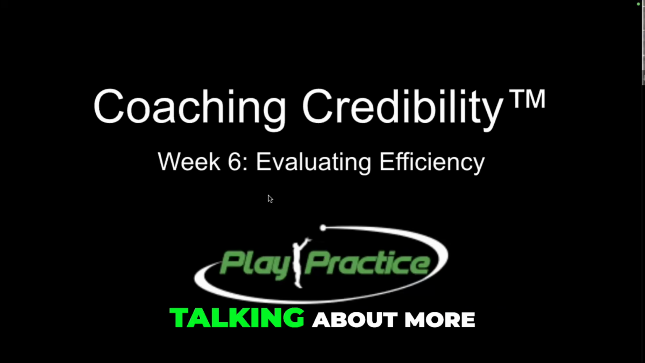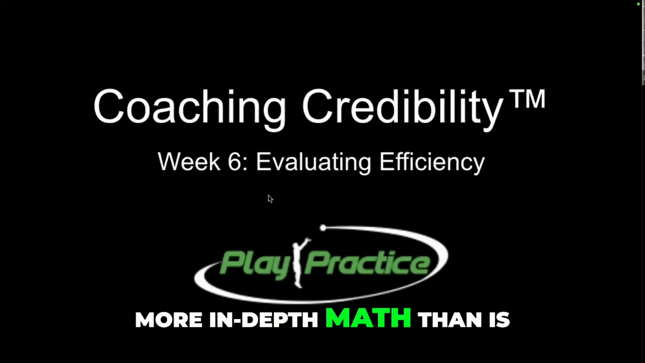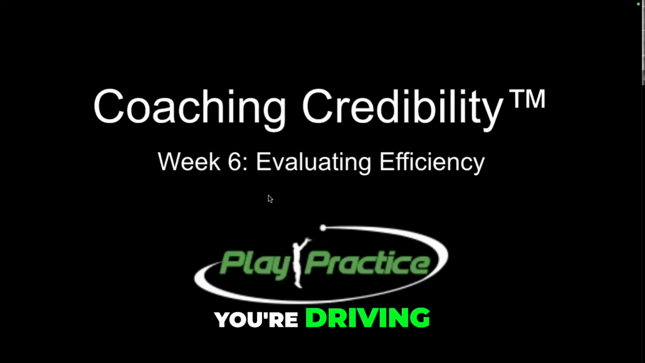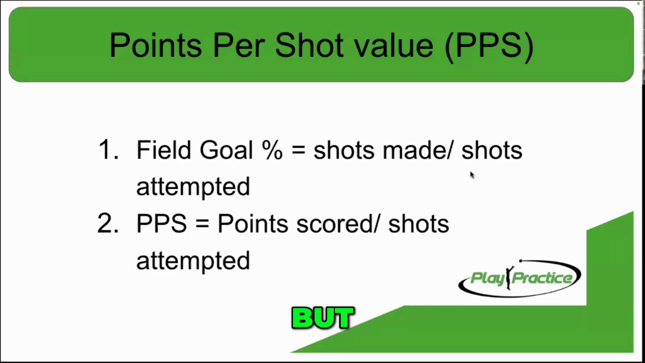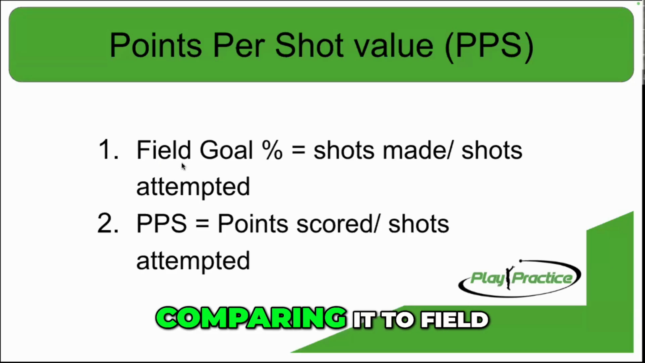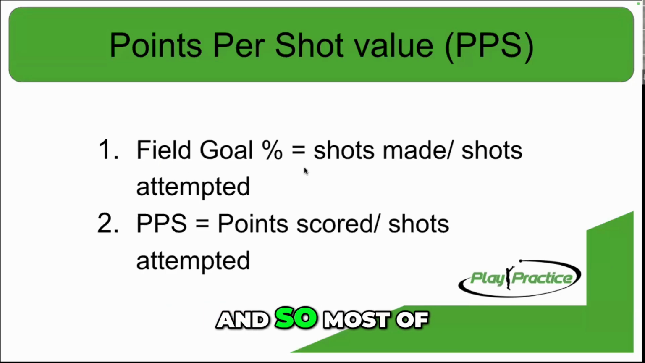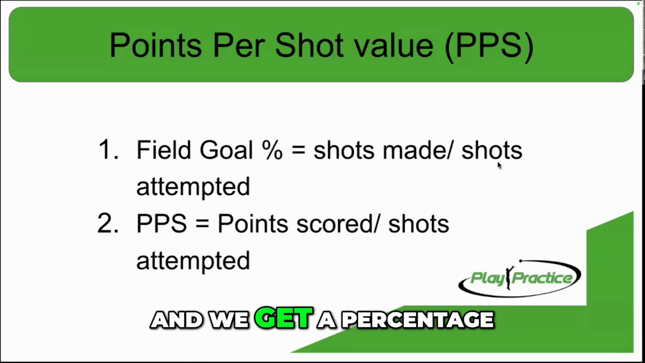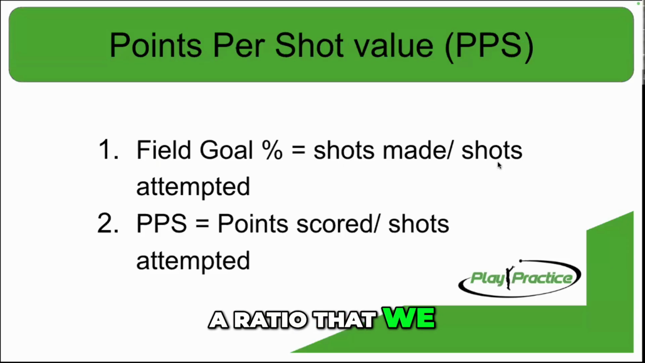So we're going to be talking about more in-depth math than is probably safe for you guys to evaluate while you're driving. But we're going to record it again, so you can watch back to this if you want to really dive into the nitty-gritty of it. But the simplest way I've come to explain this with players is just comparing it to field goal percentage. Most of you guys are familiar with that. We divide the number of shots we made by the shots attempted. We get a percentage, a ratio that we can say is good or bad.